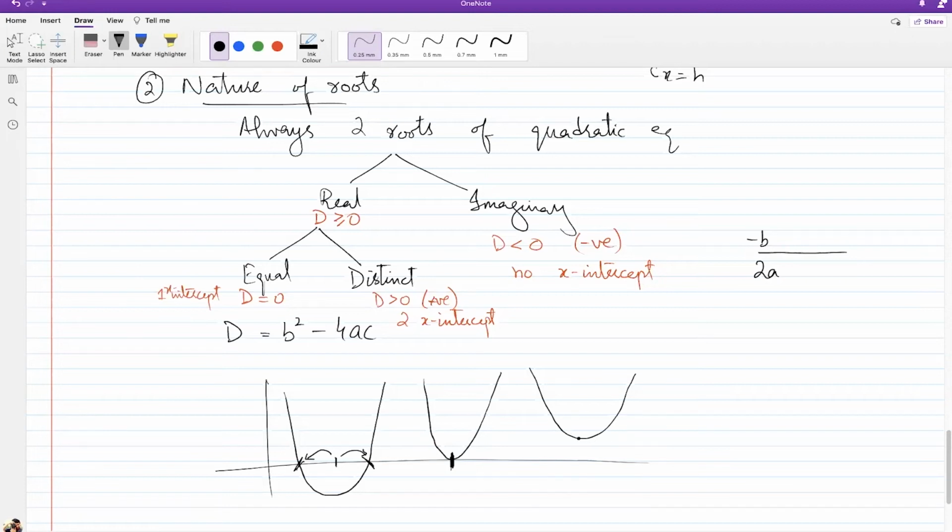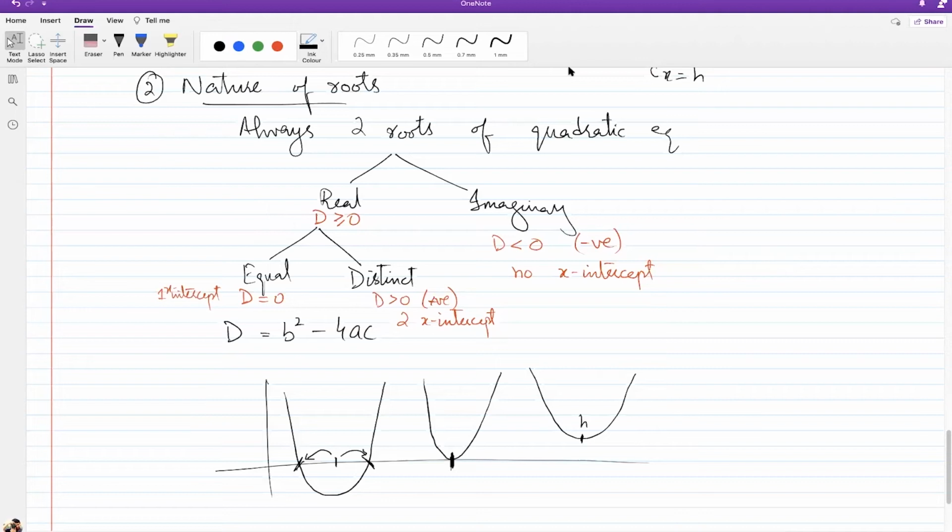In the case of these, you do have a vertex, which is h, but that h is not going to be on the x-axis because you're adding and subtracting an imaginary number to it. तो उस वजह से वो x को intercept ही नहीं कर सकेगा. So graphical approach and algebraic approach both tell us what the nature of roots is going to be. Roots will always be 2 though.